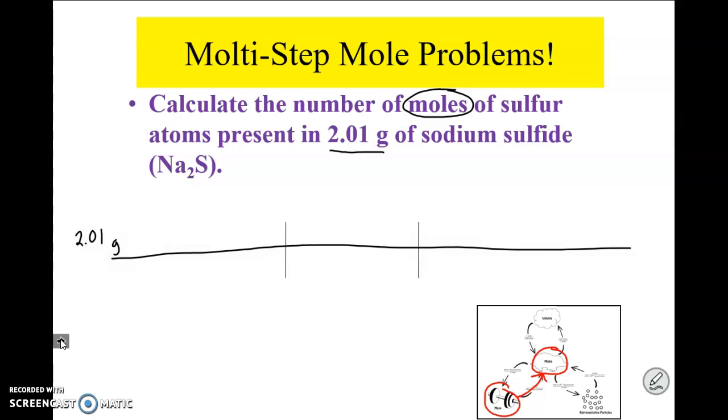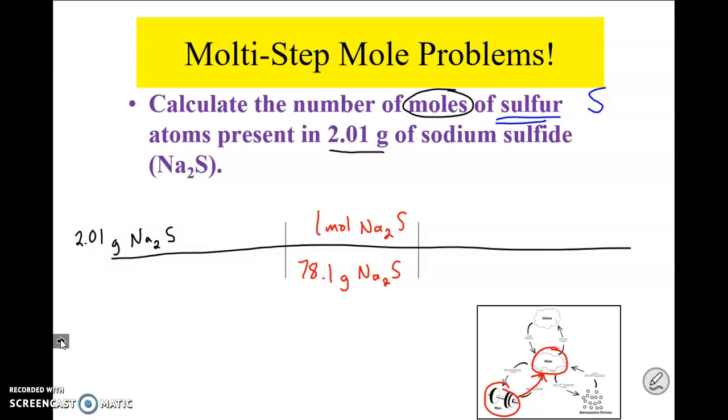2.01 grams of Na2S, sodium sulfide. We need the molar mass of Na2S, which I'm going to give to you, 78.1 grams of Na2S per 1 mole of Na2S. Otherwise, you'd have to calculate it. Now, it looks like we're done. But if you read the question carefully, it says calculate the number of moles of sulfur atoms, just sulfur by itself.